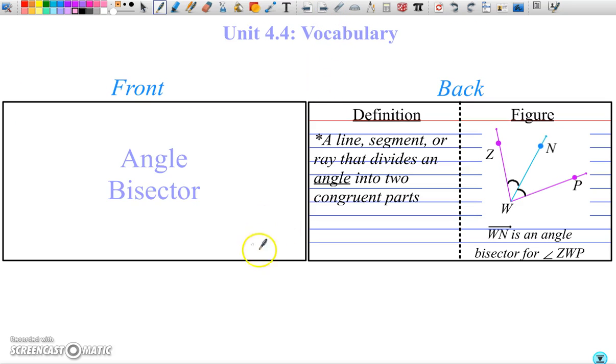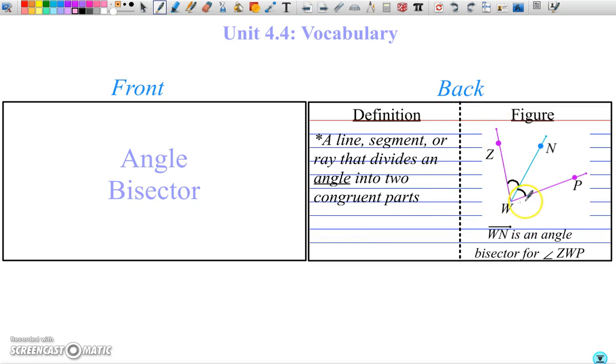So let's first start with angle bisector because it's not totally new, but it's really important that you have a really good grasp on the definition and how to identify an angle bisector. So an angle bisector is any line, segment, or ray that divides an angle into two congruent parts.